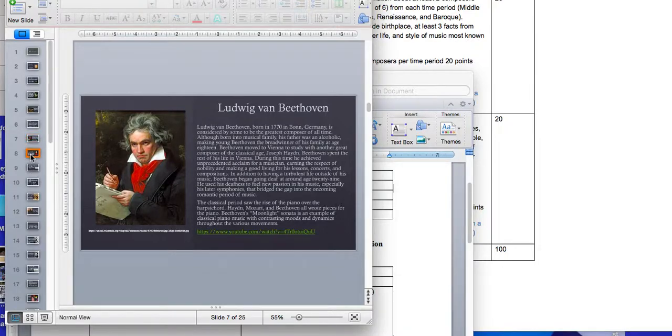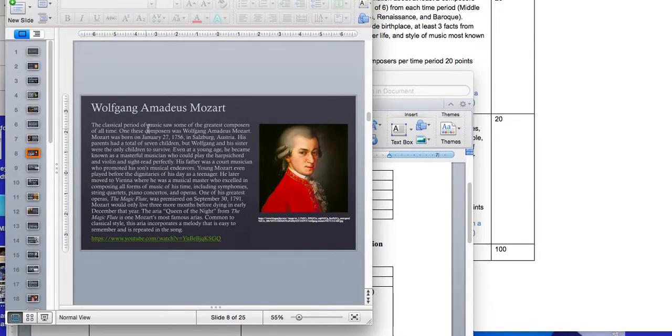So they had 2 composers, and what they did, like I said, is they combined the composer and then the example into one slide, which is totally fine. You can do that.